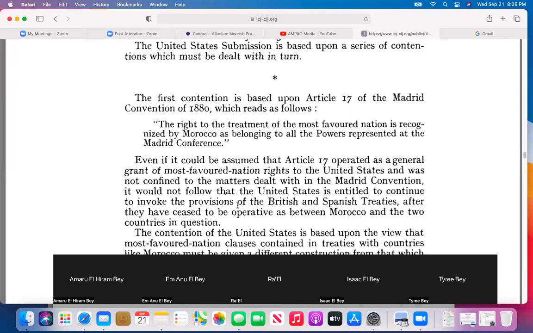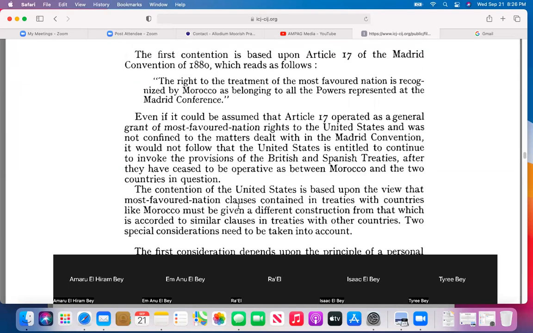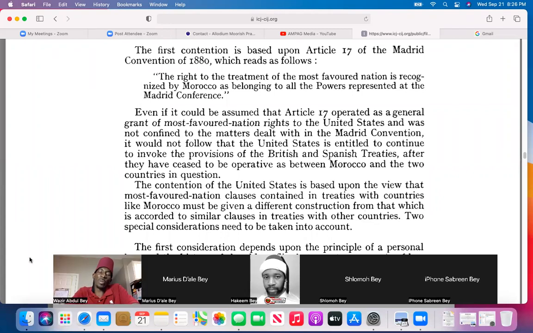So if they had still been exercising that clause, then the United States would be able to still continue exercising that clause. But because they have relinquished consular jurisdiction, the United States is left in the cold. Like, they can't really use that as a proper defense, that they have the right to most favored nation clause.